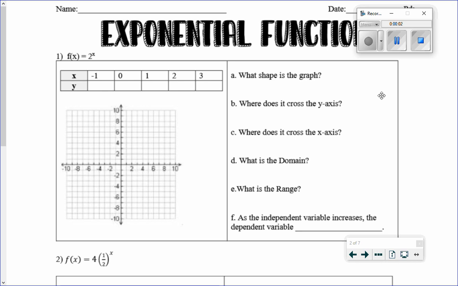Today we are going to be continuing exponential functions. So we have our first equation, f of x equals 2 to the power of x. We're going to use that equation to fill in our table values. I'm going to start with the exponent of 1. 2 to the power of 1, we know, is 2. And then 2 squared, 2 to the power of 2, is 4. And then 2 to the power of 3 is the same thing as saying 2 times 2 times 2, which would be 8.